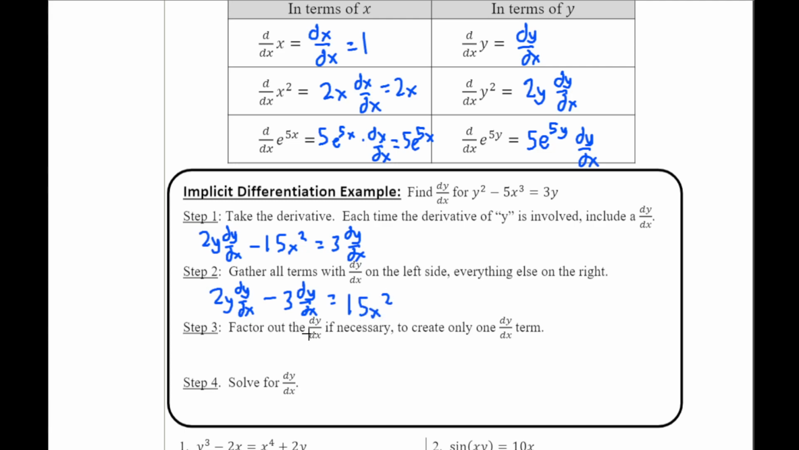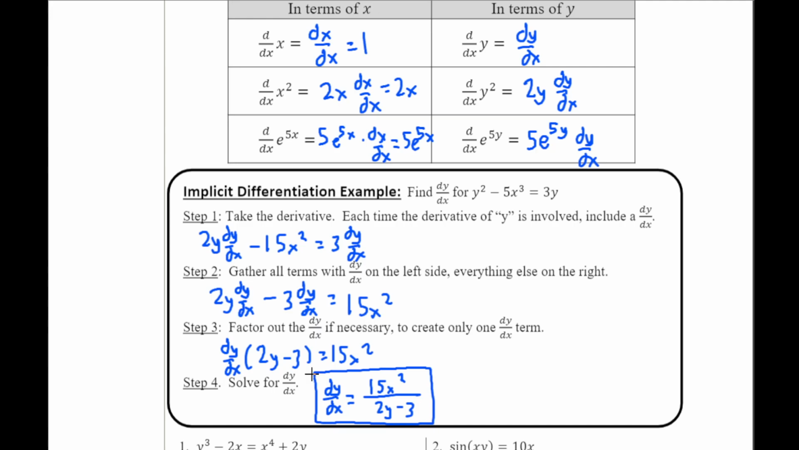And now we can factor out the dy dx. Since there's two terms, if there's only one dy dx, you don't need to factor it out. But it's dy dx, factor that out, you're left with 2y minus 3 equals 15x squared. And then to solve for dy dx, you just divide both sides by 2y minus 3. Dy dx is equal to 15x squared over 2y minus 3. And that is your answer for this example.